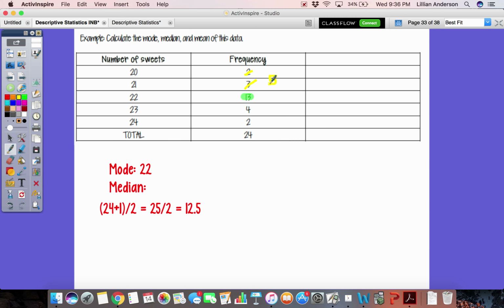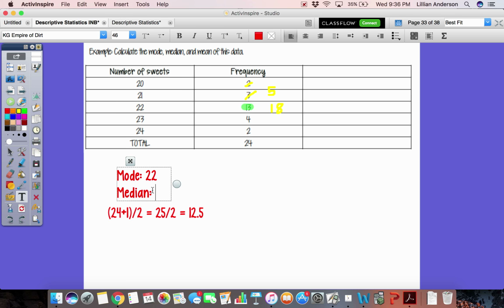And now we have 13 more with this particular entry. 13 plus 5 is 18. Now at this point, we've already passed our 12.5th entry. Our 12.5th entry lies within this particular set, which is 22. So that means if we have lined out 2 20s, 3 21s, 13 22s, and so on and so forth, then the median would have fallen basically within those 22s. And so your median is 22.